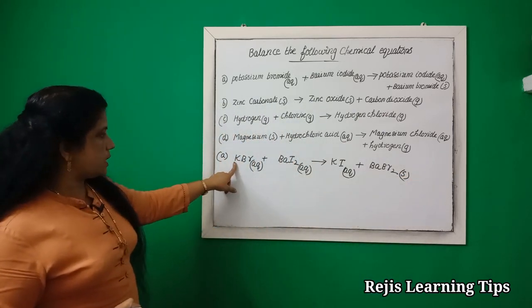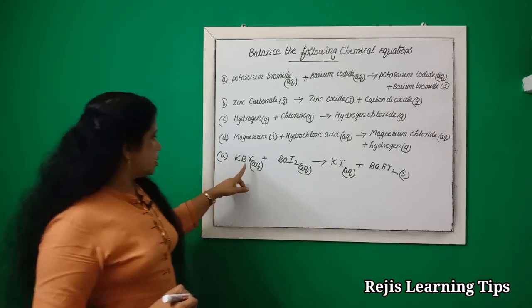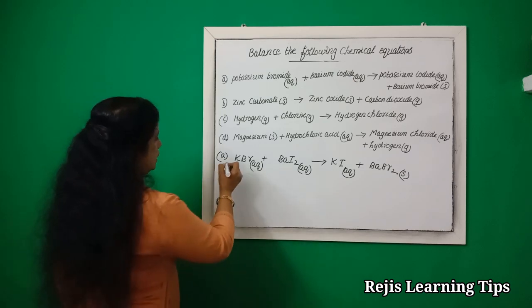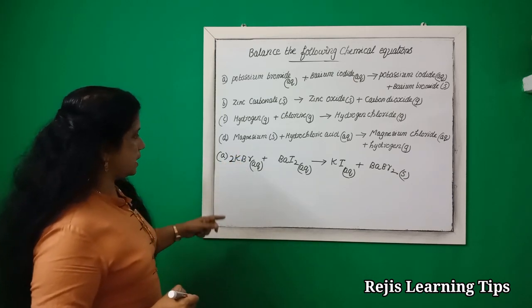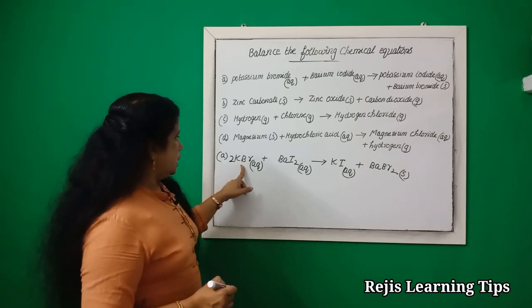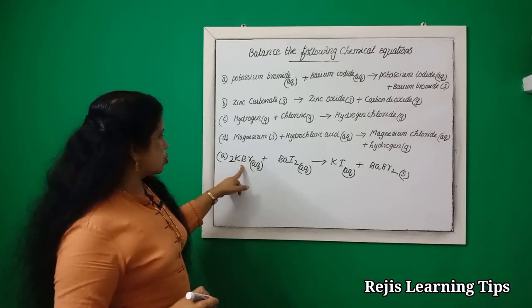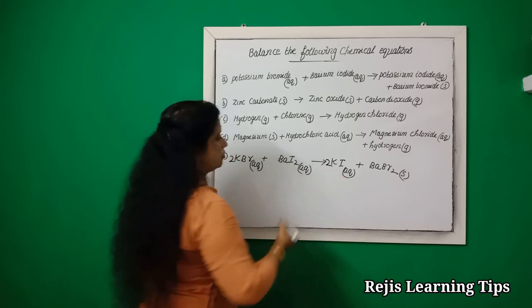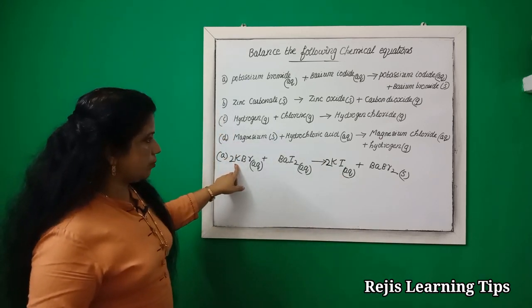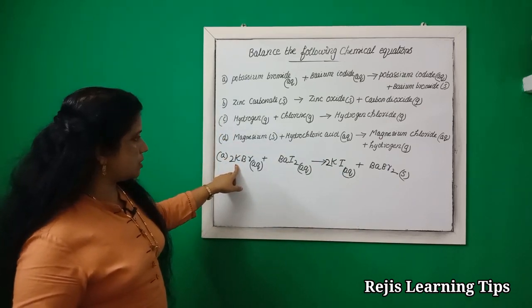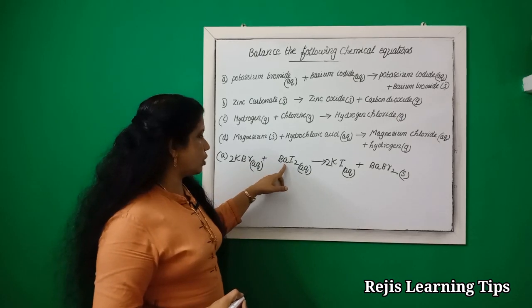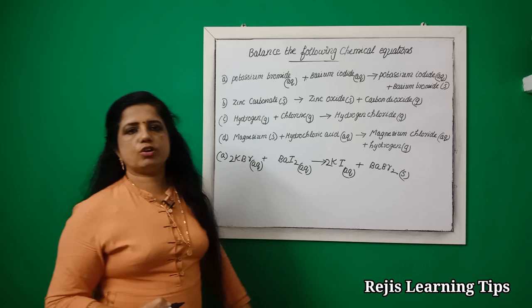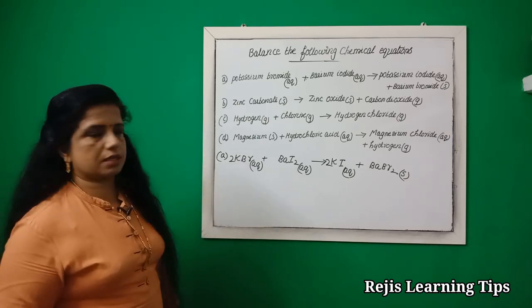Potassium, here only one potassium is there, so here also correct. Bromine, here one, but there are two, so we put here 2 KBr. Then 2 KBr, so potassium here 2, and so we can put here 2. Then potassium and bromine already balanced. Then check whether barium here only 1 and there also 1. Iodine here 2 and there also 2. Okay, so this equation is balanced.